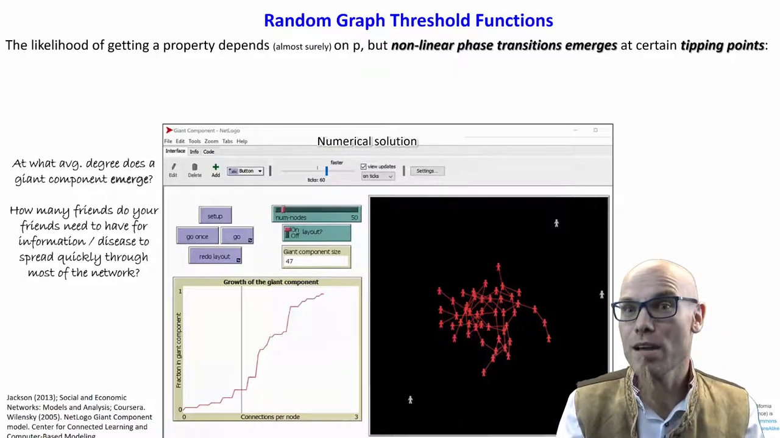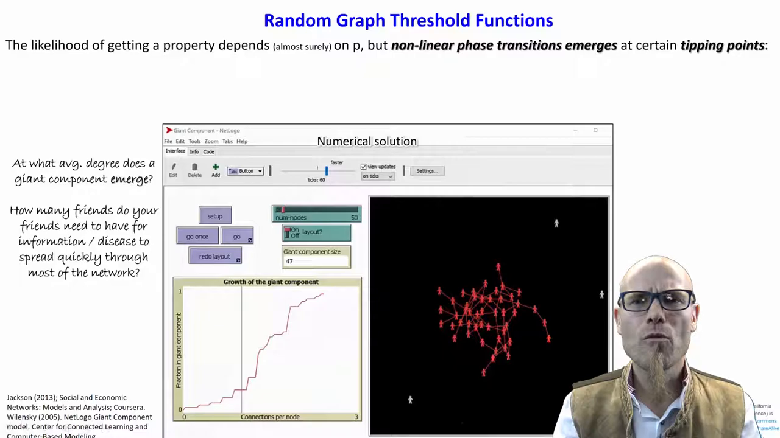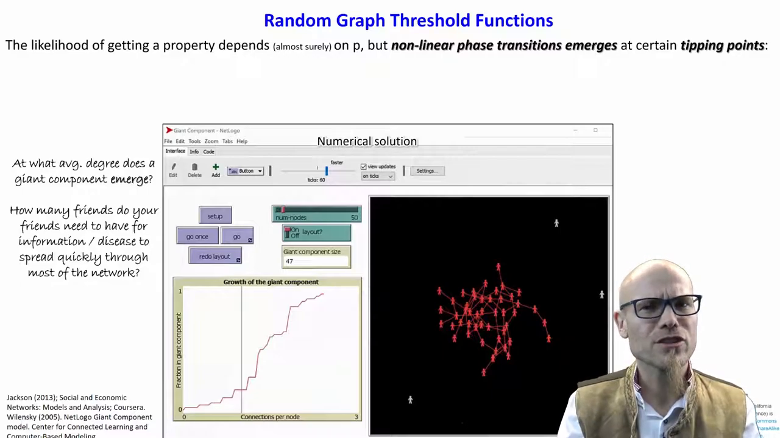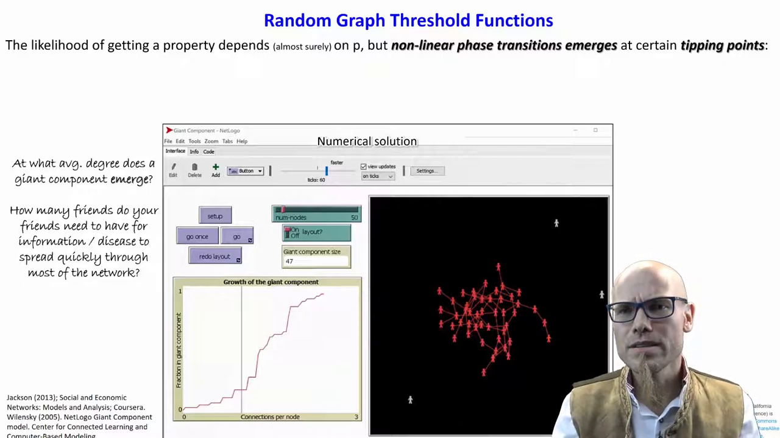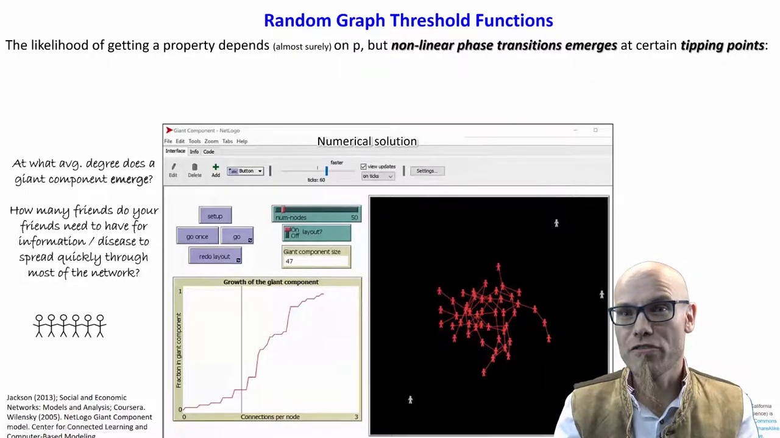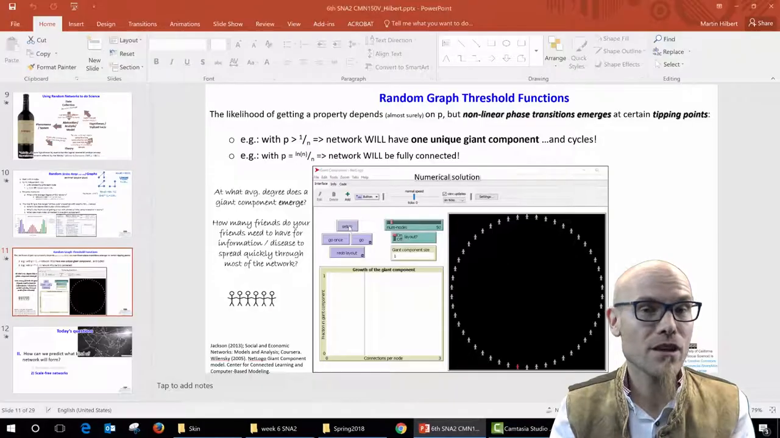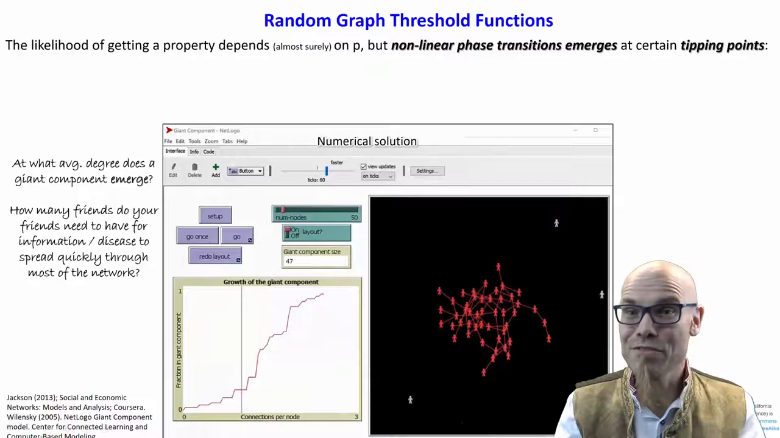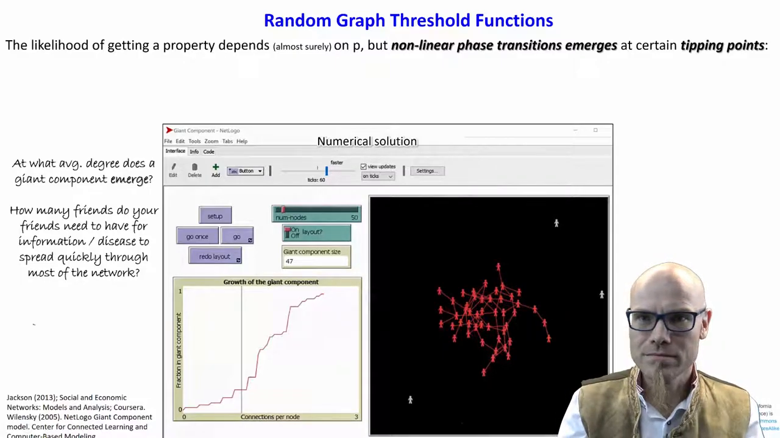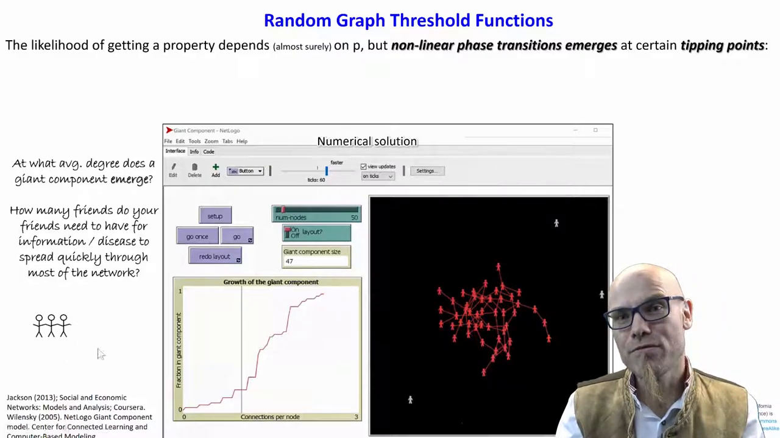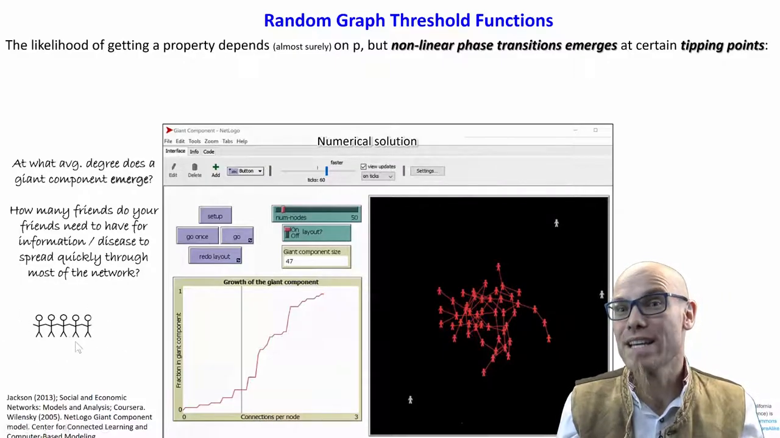So emergence happens. Now, why is it one connection per node? What is special with one connection per node? Well, think about it. If you have your group of friends here, you have yourself, and then you have a friend, and then you have a friend, and then you have a friend. If there's a minimum of one connection, yeah, we can all be connected. If we have less than that, we cannot all be connected. And after we have one connection per node, yes, we can all be connected.